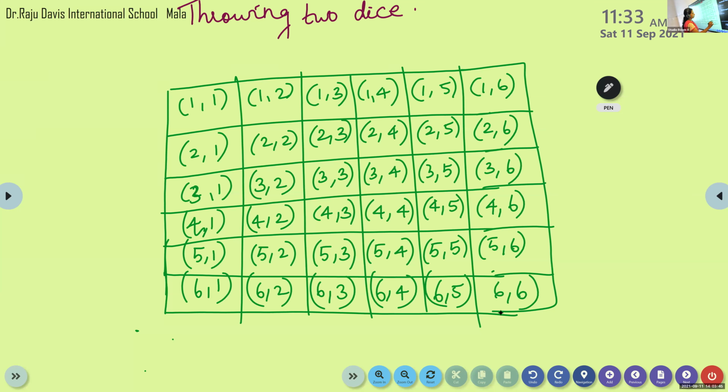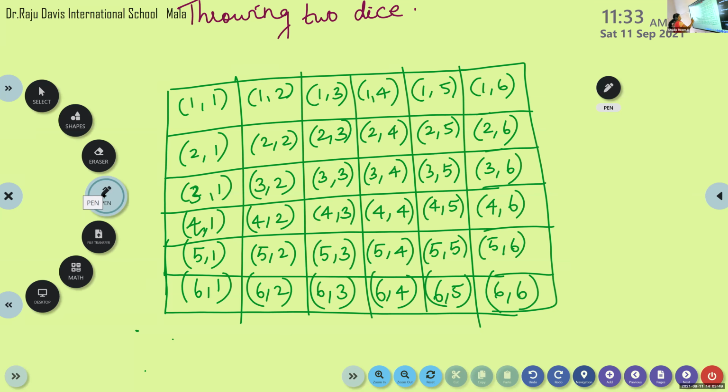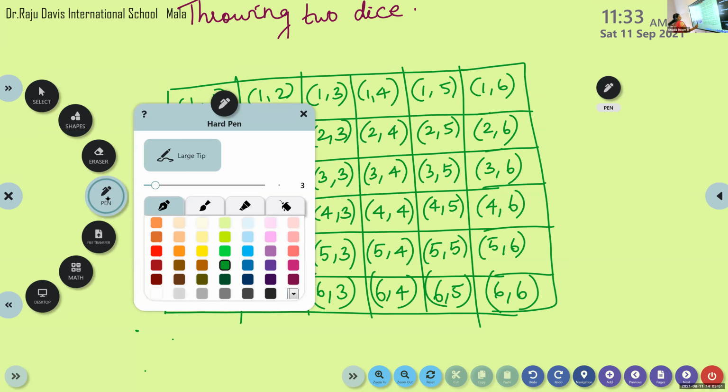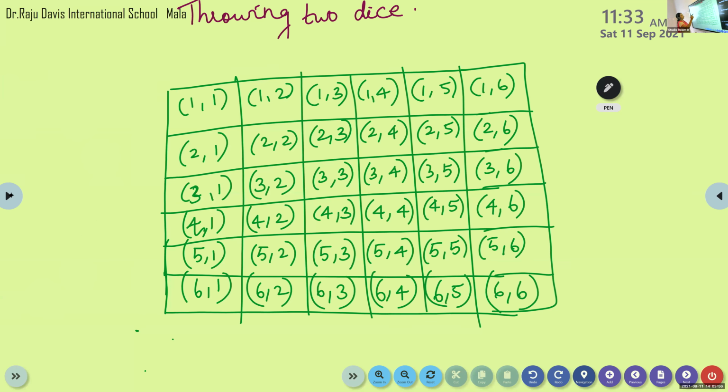Now listen, children. Please listen, all of you. Here, suppose we are asked to find the sum. Okay, suppose the question is find the sum. So now look here. If I take along this line, these two elements, look here, the sum will be 2. Sum of the numbers appearing on the dice will be 2.